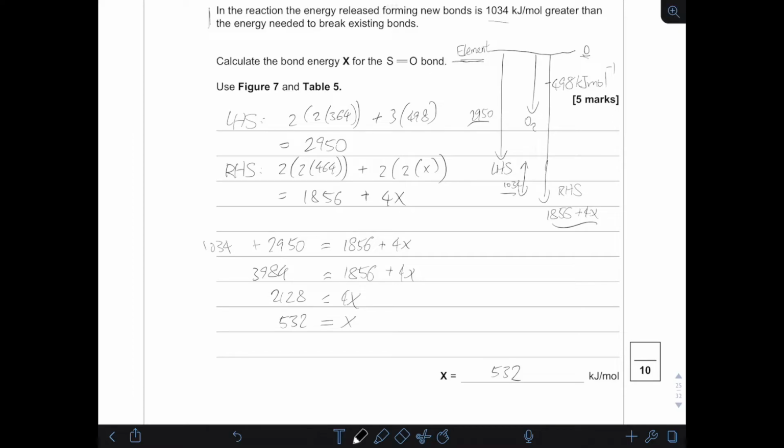Right. So the big take-home point is make sure you understand how to define your 0 and work your way from 0, rather than think in the relative terms between the two sides, because that's just going to confuse you.